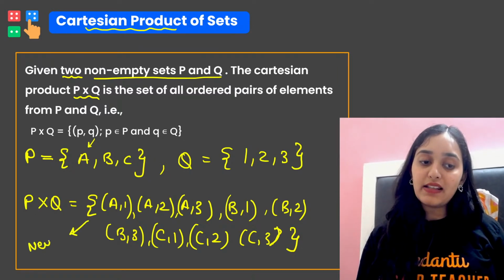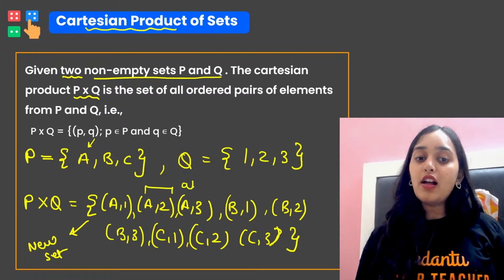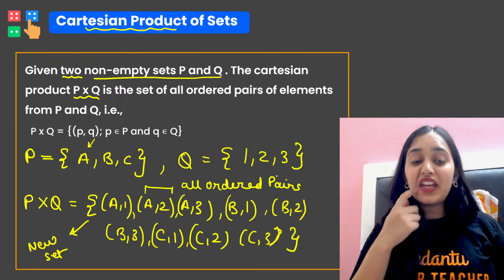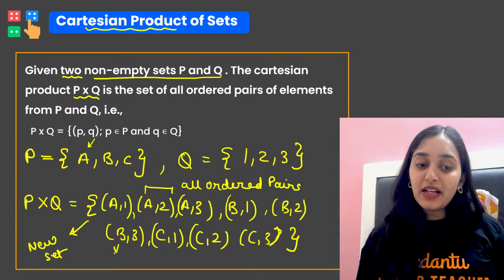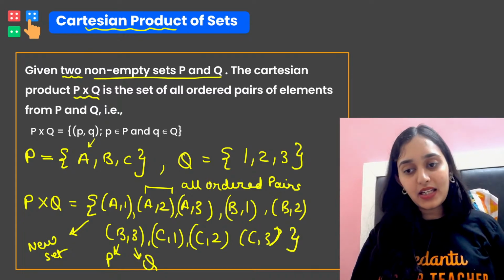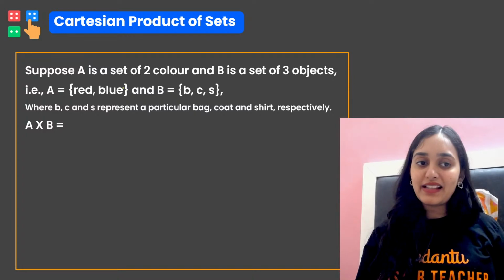This is a new set which contains all ordered pairs. What kind of ordered pairs? Ordered pairs where the first element belongs to set P, and the second element belongs to set Q. Is this clear to everybody? How do we find the Cartesian product? Okay, let me take another example.